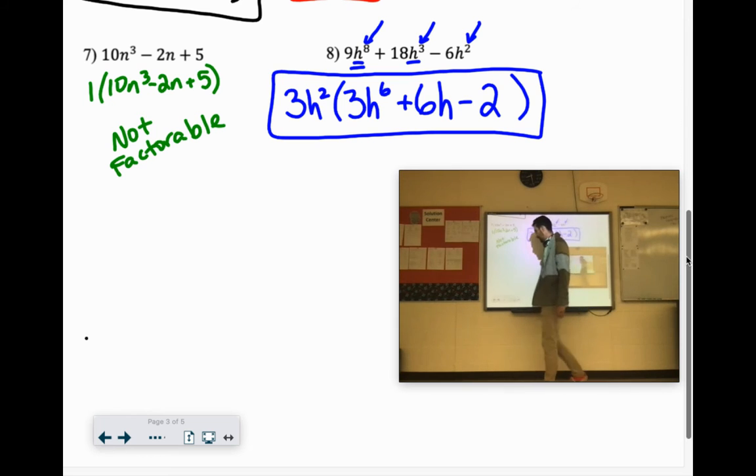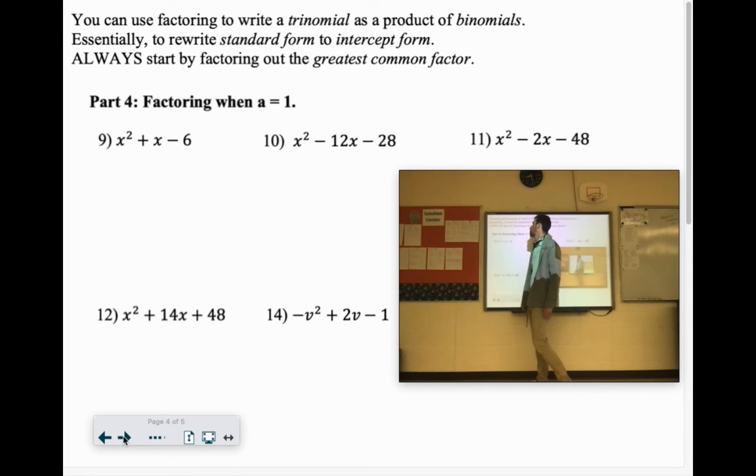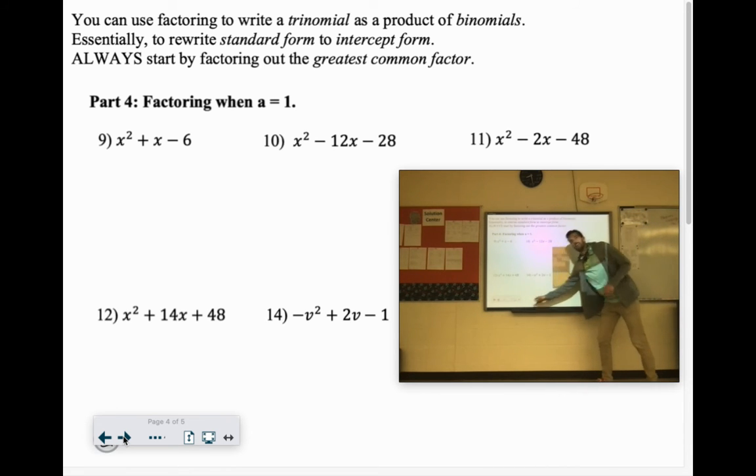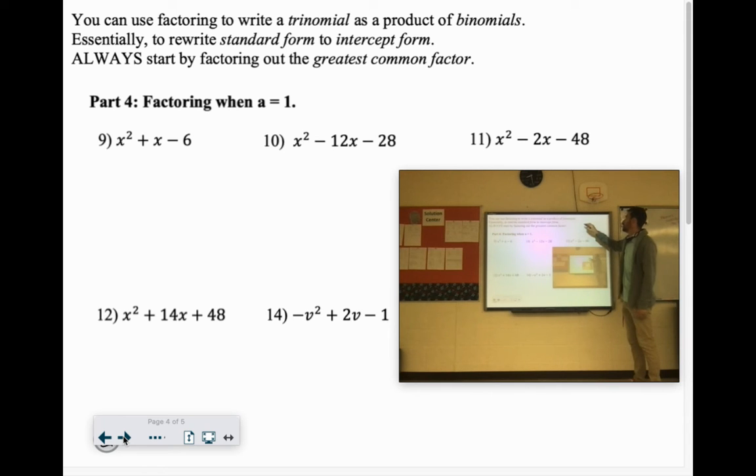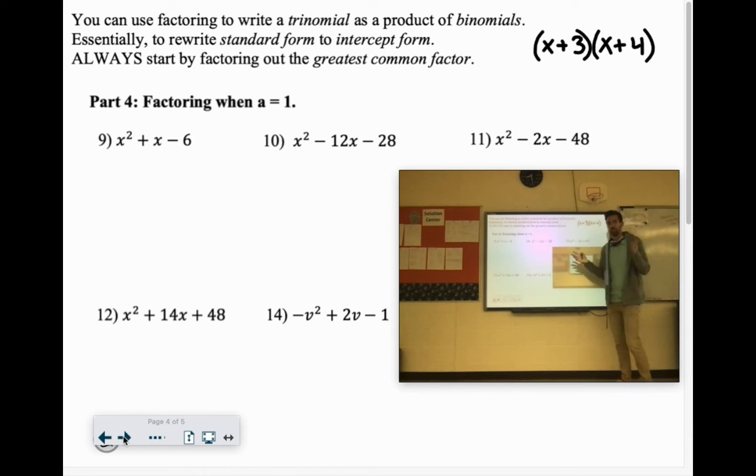Okay, now we're going to factor some trinomials. You can use factoring to write a trinomial as a product of binomials. So binomials, think of bicycle, there's 2 wheels on it. Tricycle, tri has 3, triangle has 3. So your final answer is going to say something like this: x plus 3 times x plus 4, or something similar to that.